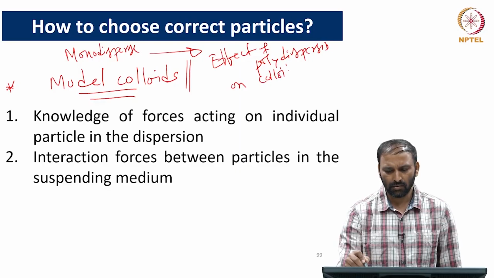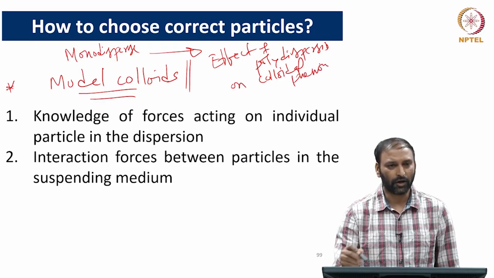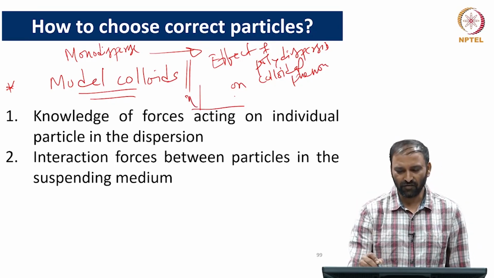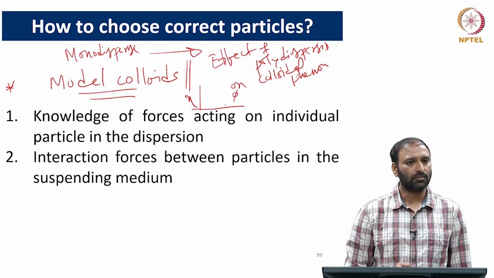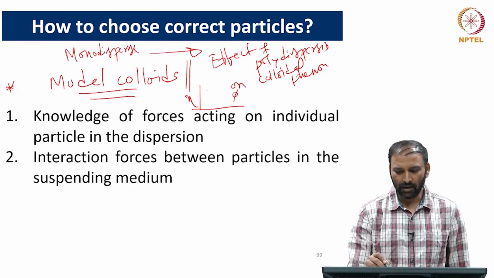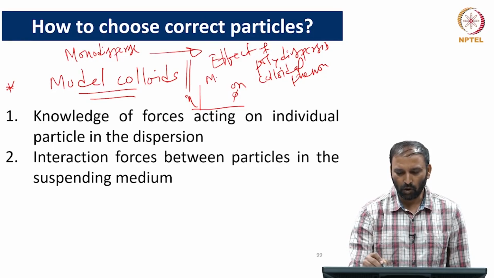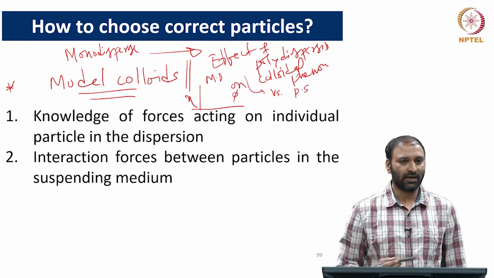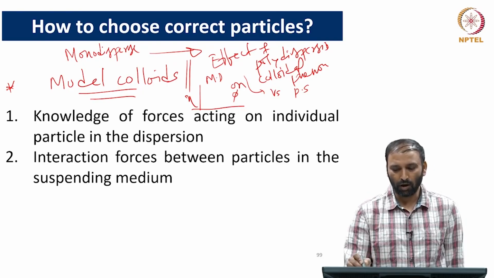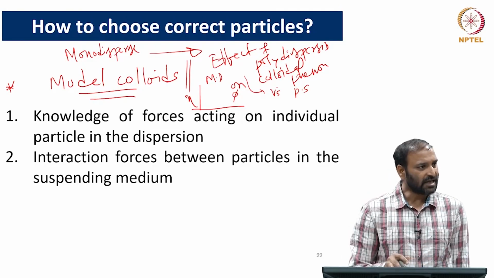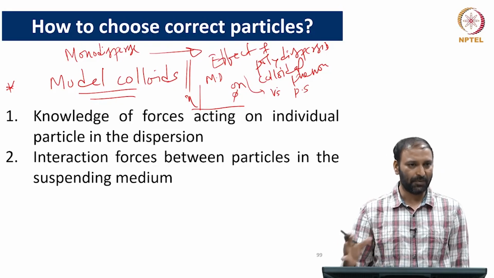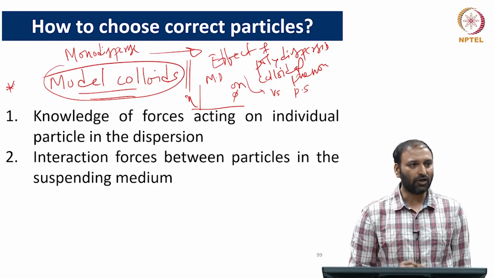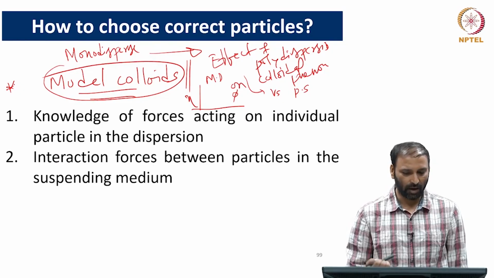On some colloidal phenomena, one may be interested to look at, say, the viscosity as a function of volume fraction, and I want to compare what happens if it is monodisperse versus polydisperse. In such cases, your model colloids would be both monodisperse as well as polydisperse of controlled polydispersity. So this model colloid requirement need not always be monodisperse. It depends on what problem you are trying to look at.